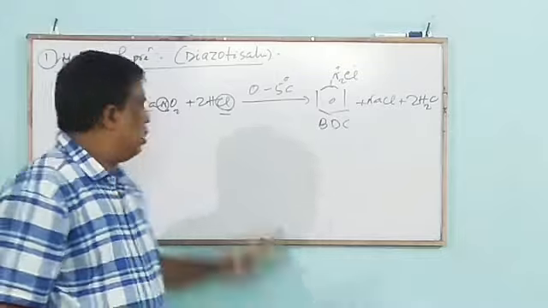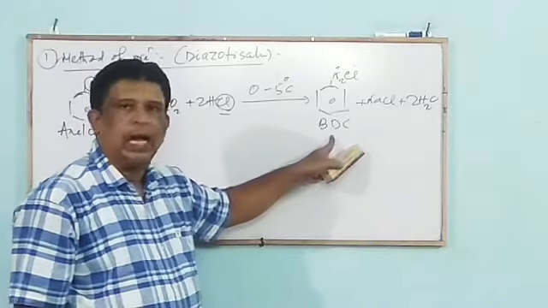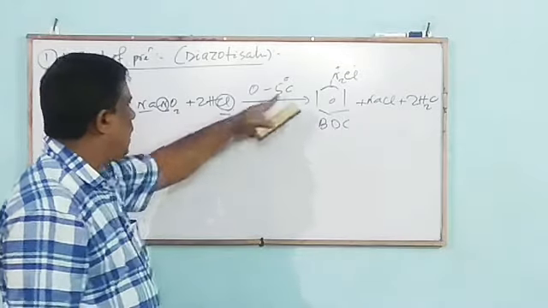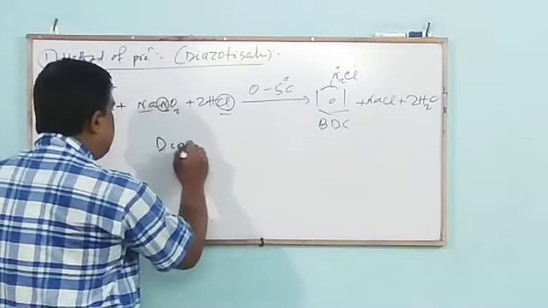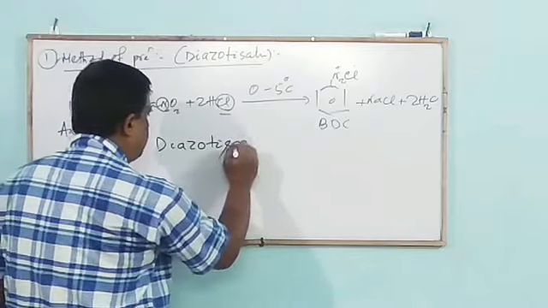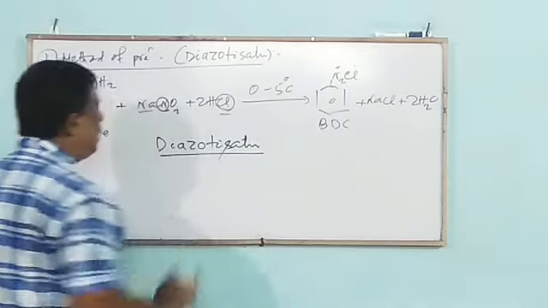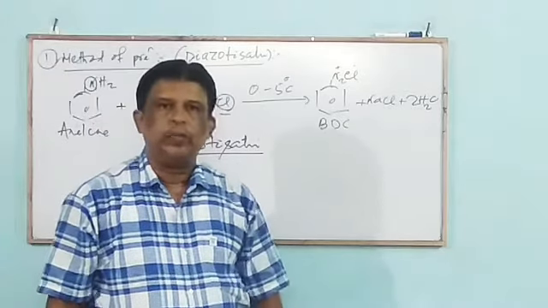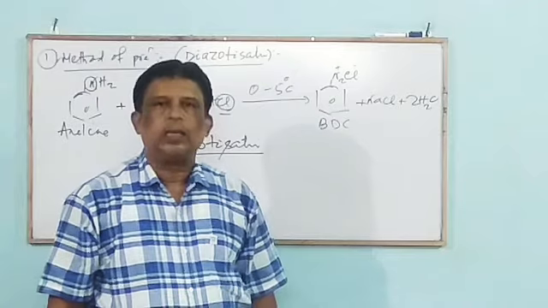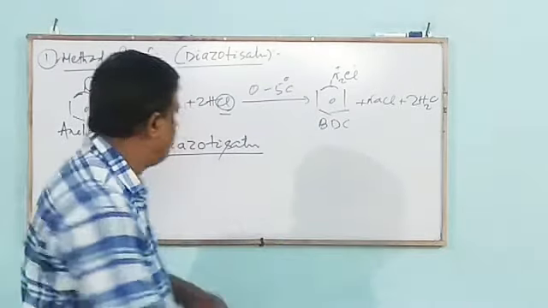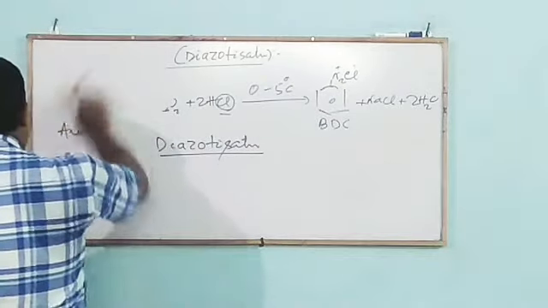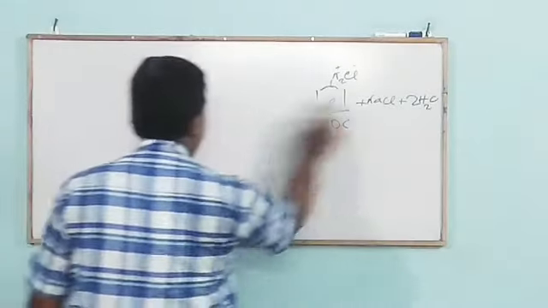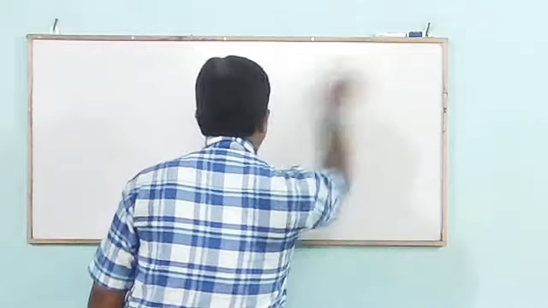I repeat again, the process of formation of benzene diazonium chloride from aniline by reaction with nitrous acid at ice cold temperature is known as diazotization. It is the method of preparation of diazonium salt. Next, we move to chemical properties, or synthetic application. Next, switch over to chemical properties of diazonium salt, otherwise known as synthetic application.